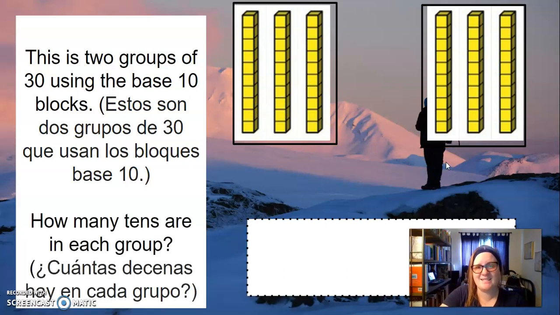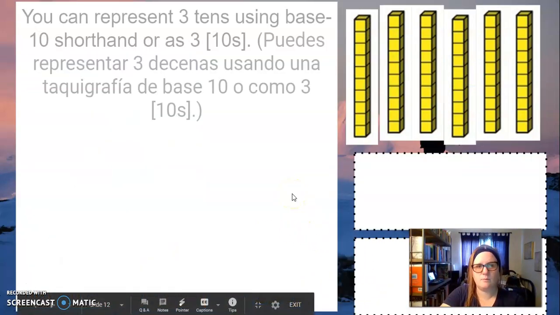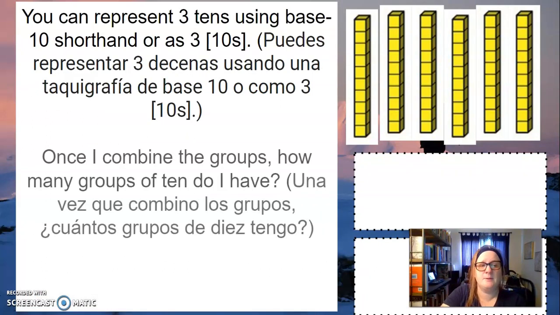How many 10s are in each group? So look at one group. How many 10s are there? That means how many sticks, okay? And put your answer right here. Now you could represent 3 tens using base 10 shorthand or as 3 tens.